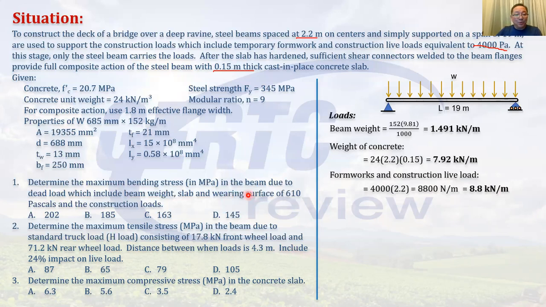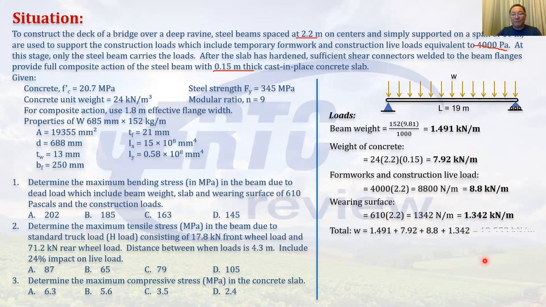And the wearing surface of 610 pascals, so 610 times 2.2 again. Let's make it kilonewtons: 1.342. So these are the four loads that comprise the load on the beam during construction. And that's the first question. The total load now is 1.491 plus 7.92 plus 8.8 plus 1.342. That's 19.553 kilonewtons per linear meter.